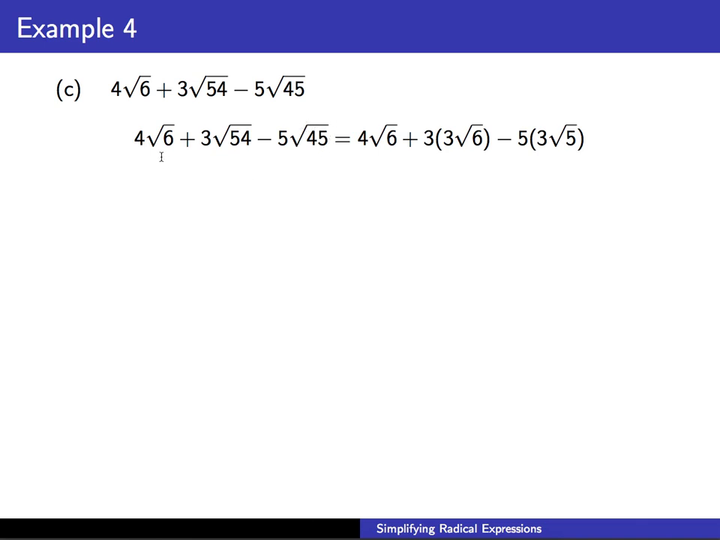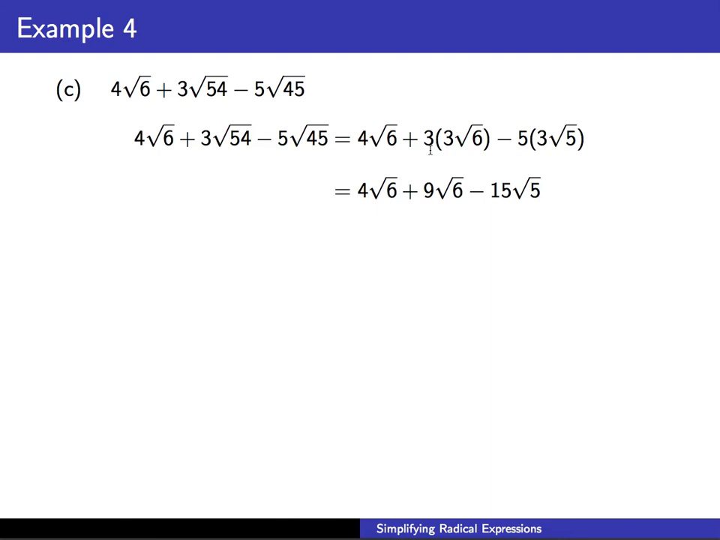So what that's going to give us is 4 times the square root of 6, and then 3 times the square root of 6 for the square root of 54, and then minus 5 times 3 times the square root of 5 for the square root of 45. So we can take 3 times 3 and we can take 5 times 3. We're going to get 4 square root of 6 plus 9 square root of 6. So 3 times 3 is 9 times the square root of 6 gives us 9 square root of 6. And then 5 times 3 times the square root of 5 is 15 times square root of 5.